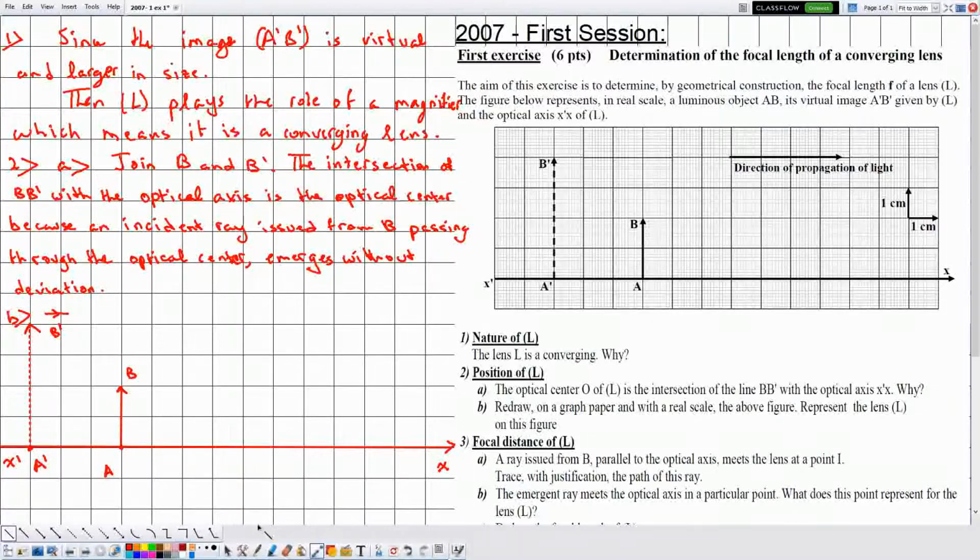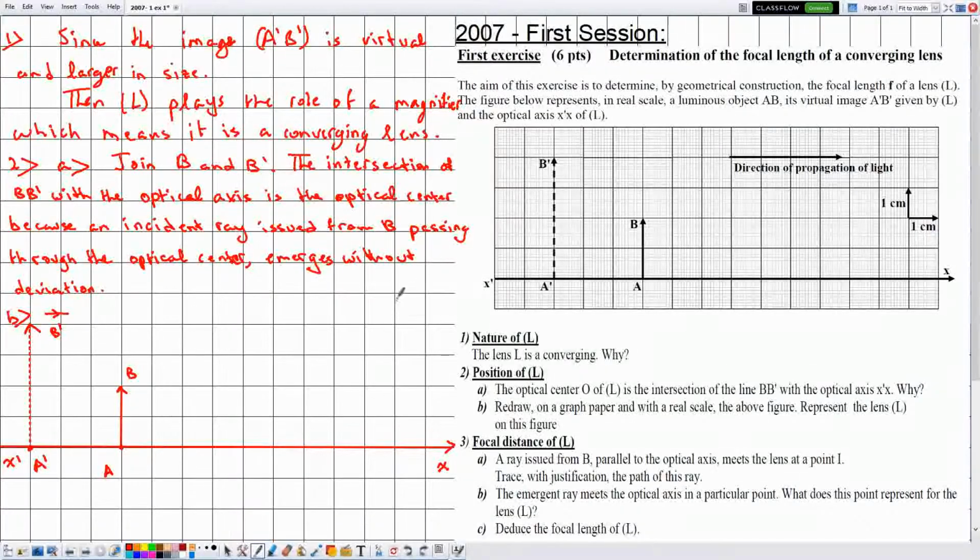Okay, the scale is given by a real scale. So 1 centimeter along the x-axis and 1 centimeter along the y-axis.